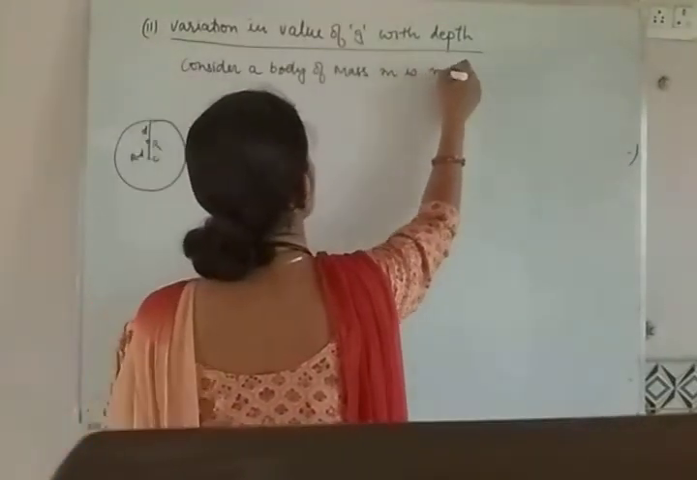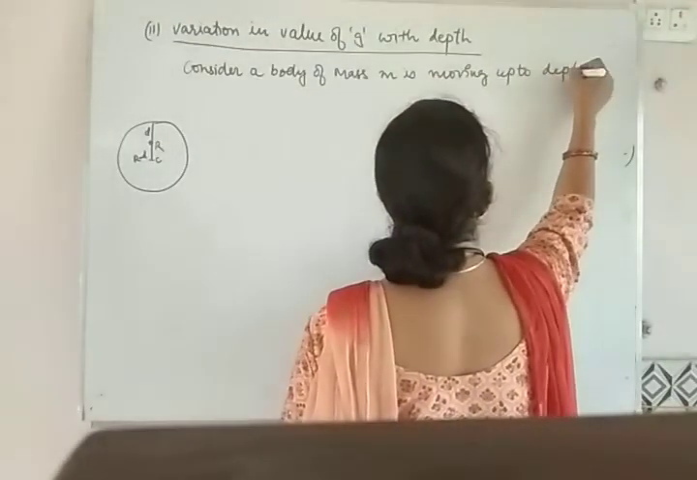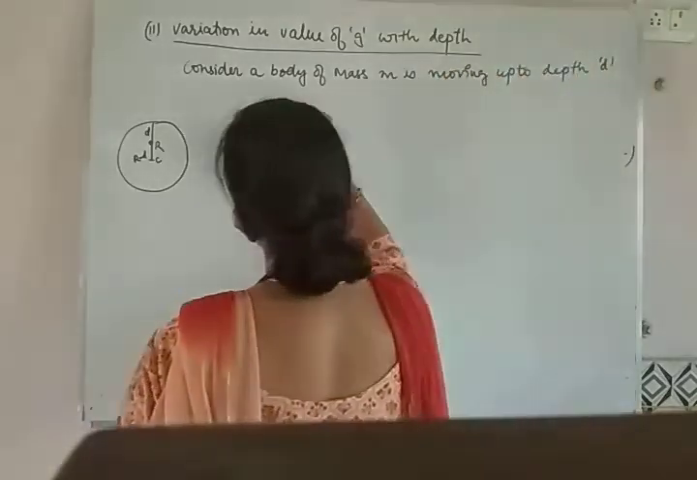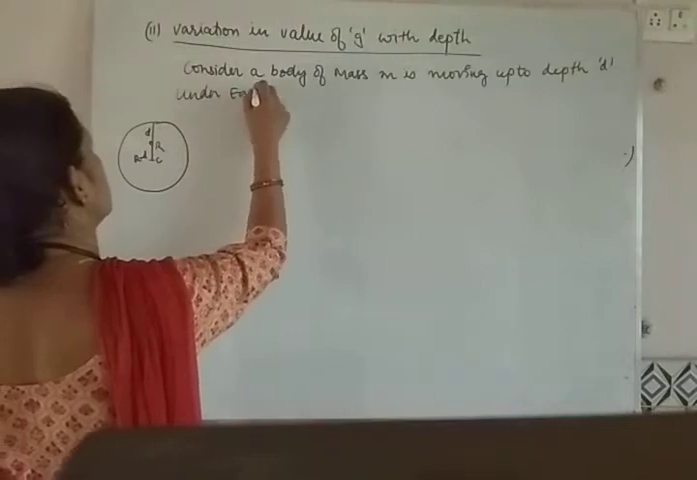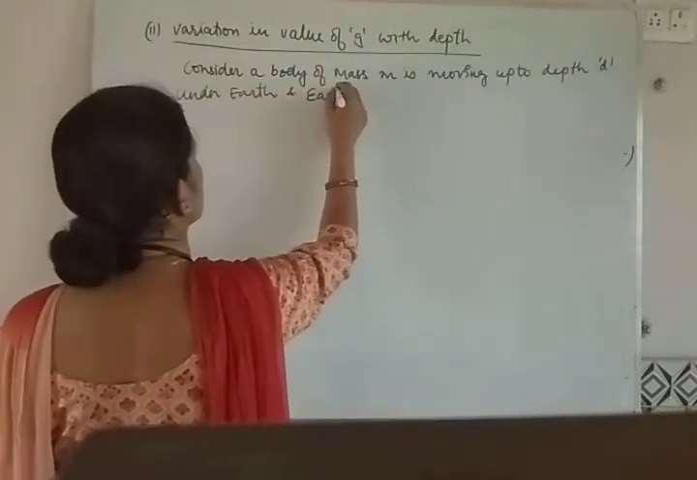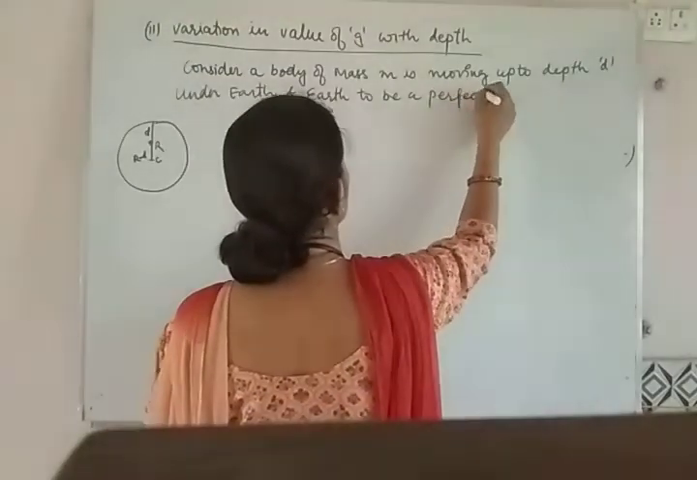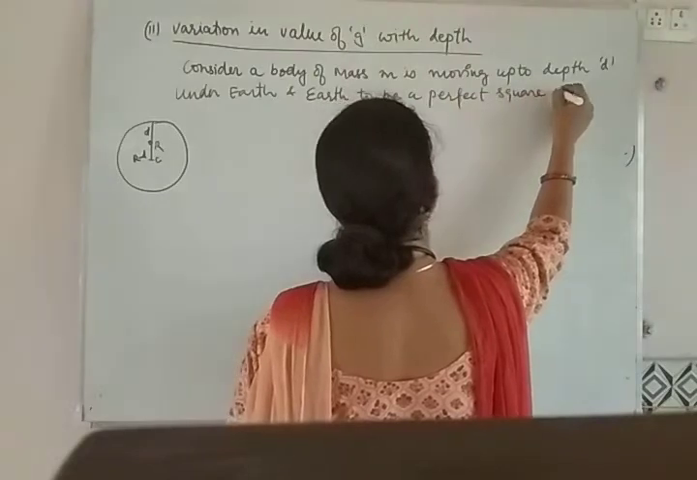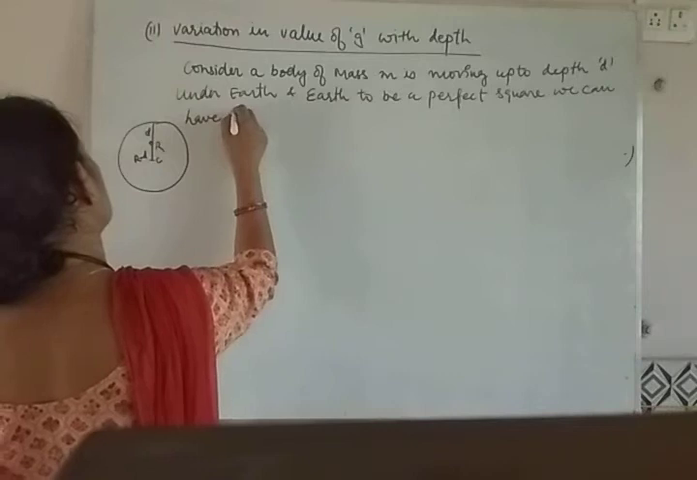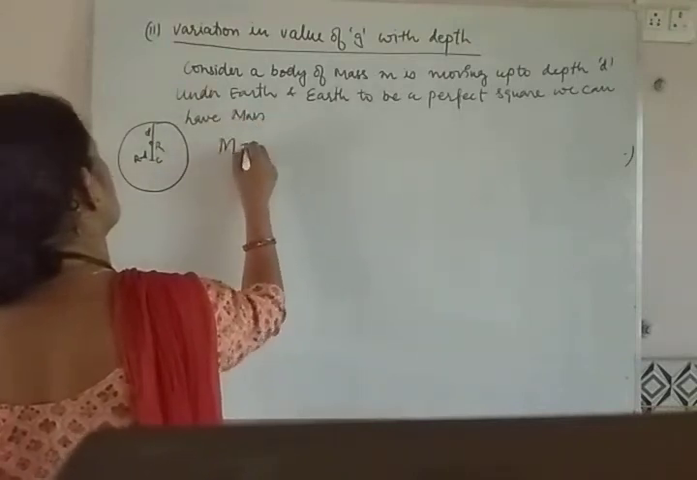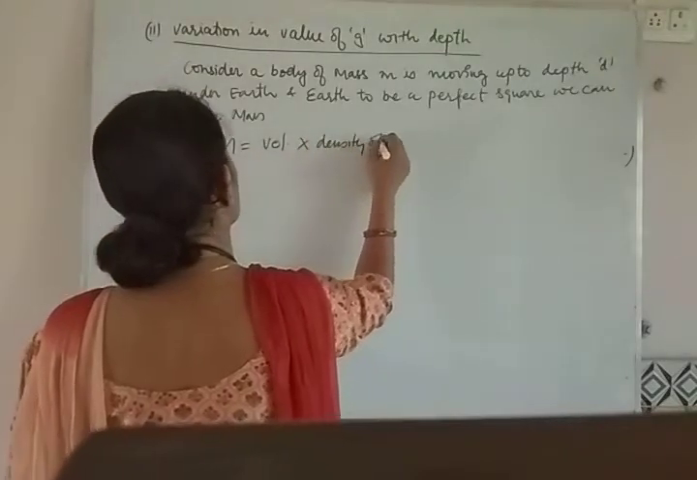So consider a body of mass m moving up to depth d under Earth, and consider Earth to be a perfect sphere. We can have mass as volume into density of Earth.